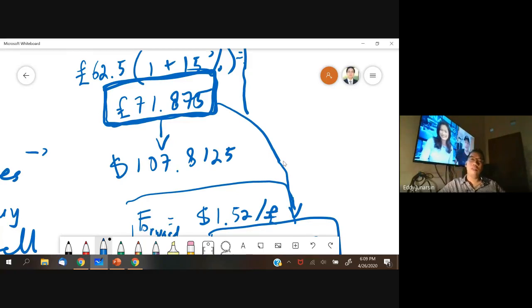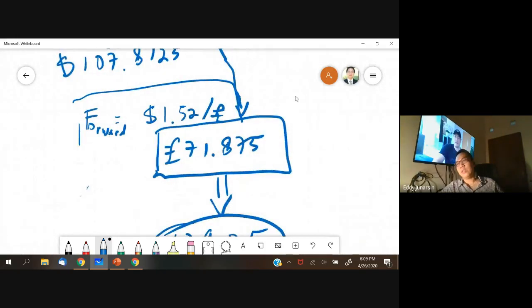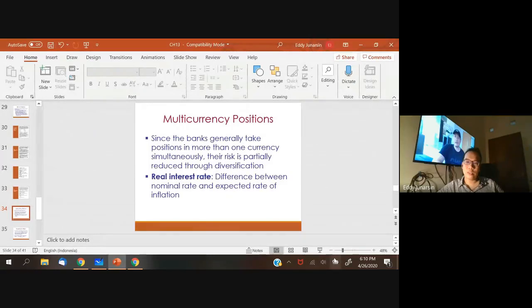So this is called the off-balance sheet hedging, right? It could improve a bit from what you could have earned, only 107, to 109, because you made the contract last year to sell the pound, right? To sell the 71.875 million pounds that you will get next year. So I hope it's quite clear for this off-balance sheet.